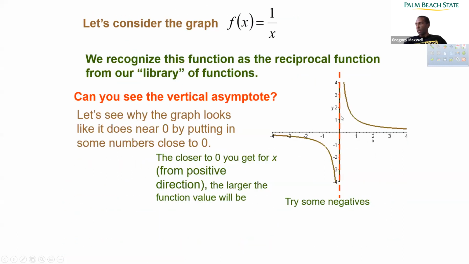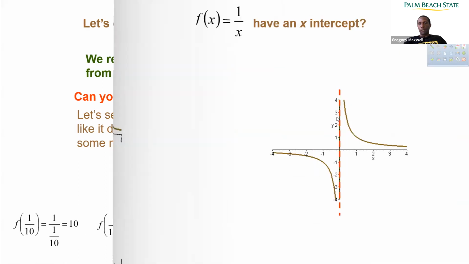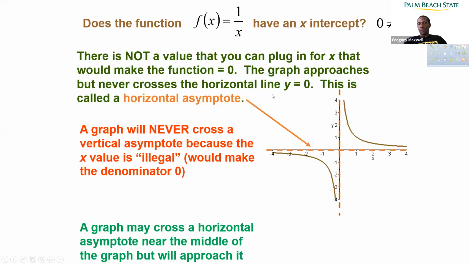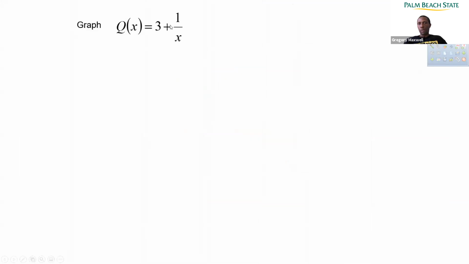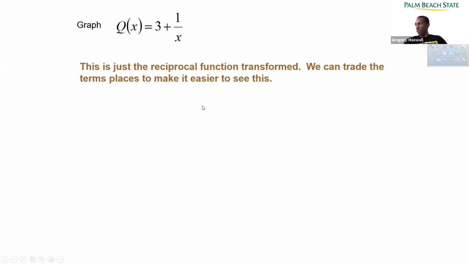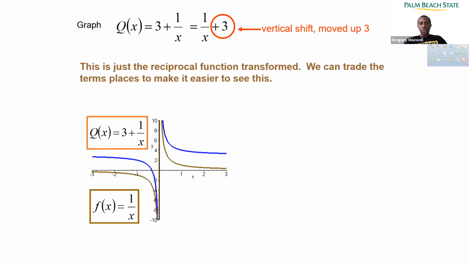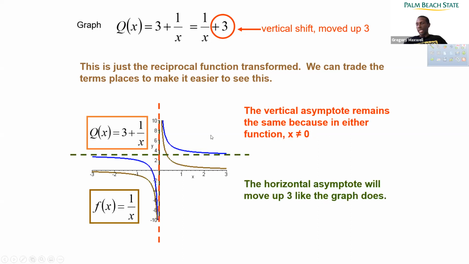1 over x is the reciprocal function. And of course, the reciprocal function has the nice property that, since you should know it, you should be able to recognize the transformation. So if I have 3 plus 1 over x, that means you take the 1 over x graph and shift it upward 3 units. That's the blue graph here. All right. That means the asymptotes get shifted as well. So the horizontal asymptote gets shifted upward 3 units as well.